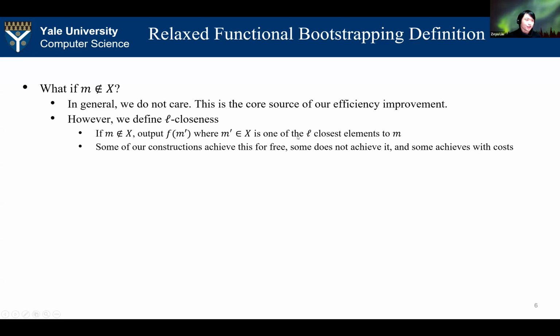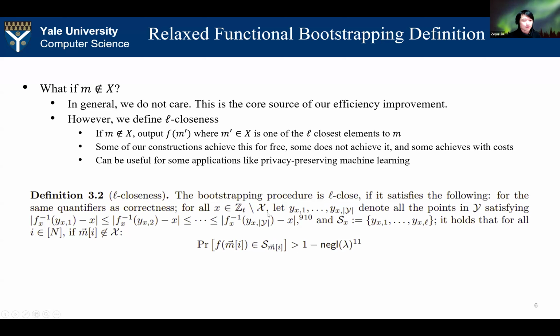Some of our constructions achieve this property for free, some achieve it with some costs, and some just do not achieve it. Again, this is not really the main point of this work. We just include this definition because it can be useful for some applications like privacy-preserving machine learning, but it can be not useful for some other applications. Okay, so the L-closeness definition is as follows. I would just like to emphasize here that this defines the L closest points.